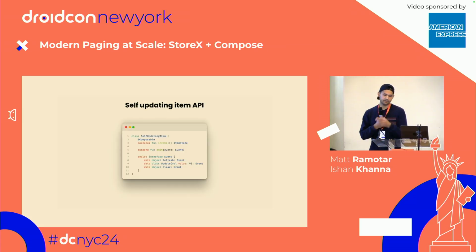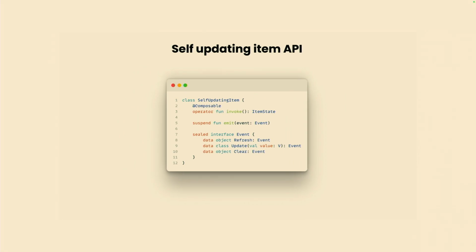And so this is just a quick look at the self-updating item API, where it's like a view model at the item level. It's a more granular view model, where it has its state, and then it can take in an event.